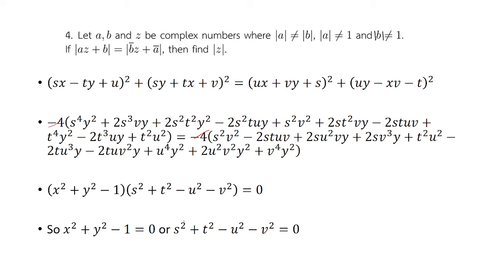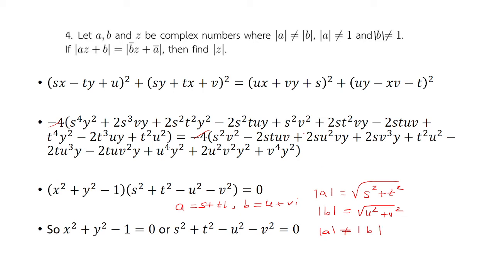So recall that a is equal to s plus ti, b was u plus vi. So the norm of a is the square root of s squared plus t squared. The norm of b is the square root of u squared plus v squared. So we have norm of a does not equal norm of b.